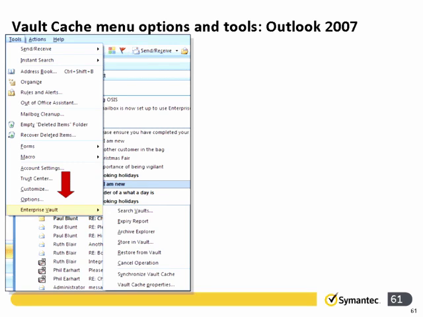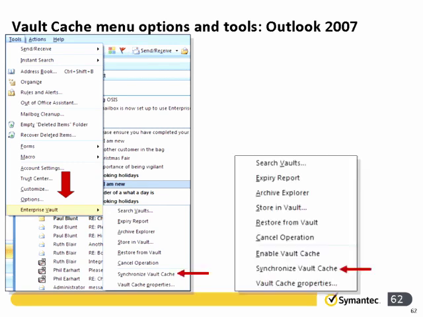Again, the menu options will be added to the Tools menu. You will have an Enterprise Vault entry at the very bottom there by default. If you have been asked to enable the Vault Cache, you will see that you have an option of Enable Vault Cache. If I've already enabled Vault Cache, going through that wizard that we showed earlier, or if they had it set up such that it automatically enabled Vault Cache, when you go to the Enterprise Vault menu option, you will only see Synchronize and Vault Cache properties.